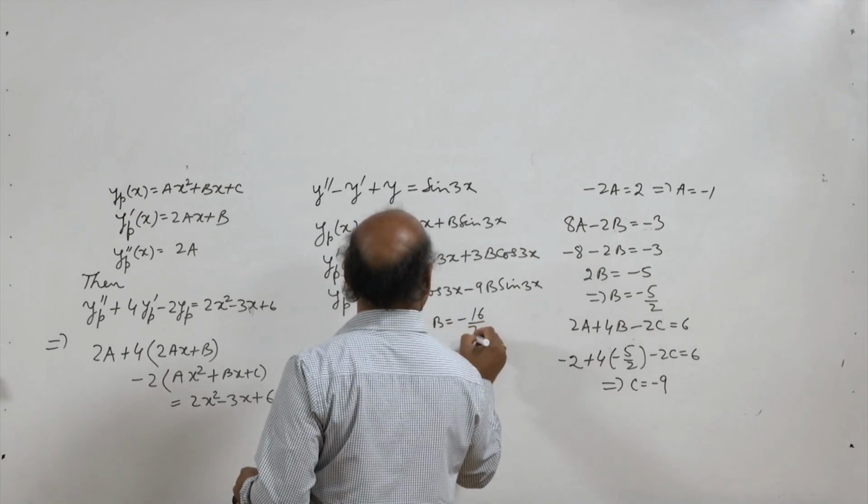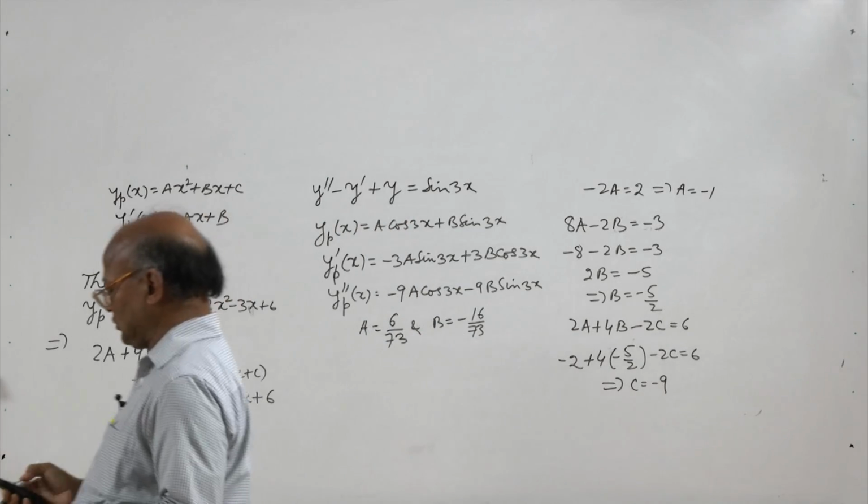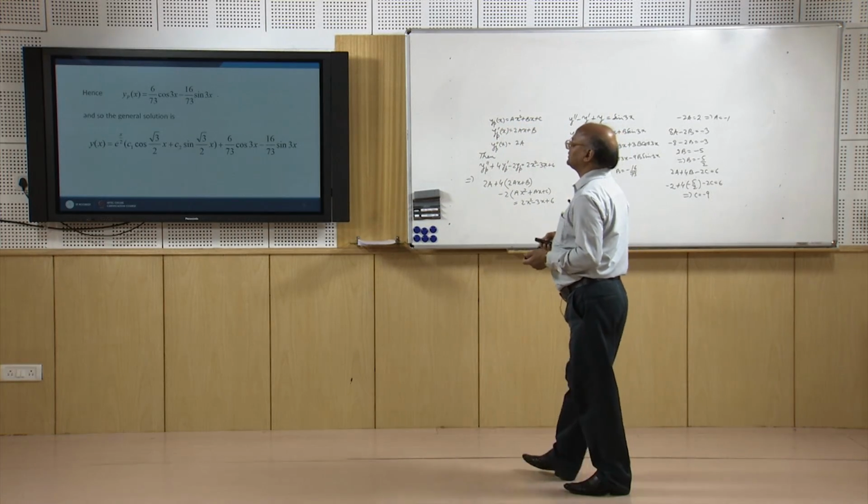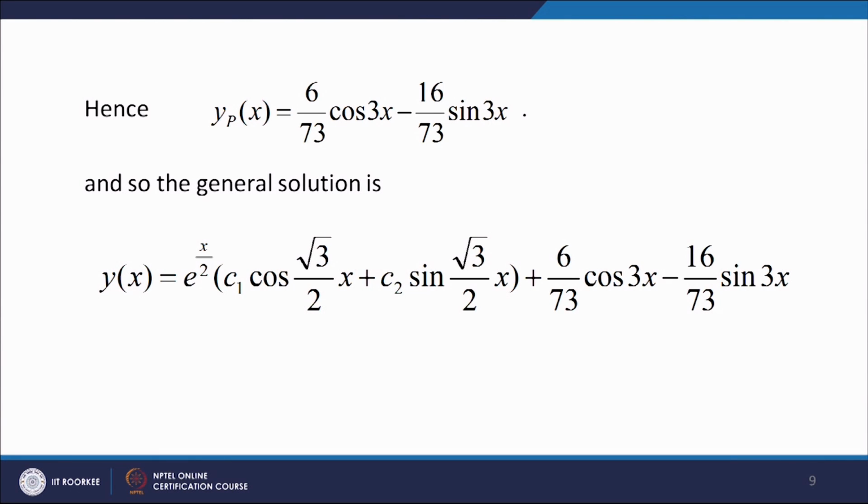So, we will get y_p(x) to be equal to 6/73 cos 3x − 16/73 sin 3x, and thus the general solution y(x) is the sum of the complementary function plus the particular integral. The particular solution of equation 1 is also called the particular integral. So, 6/73 cos 3x − 16/73 sin 3x.